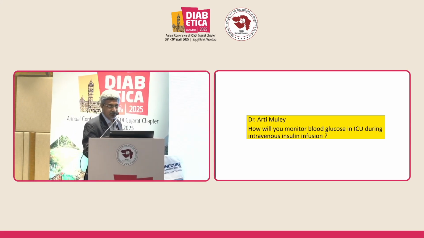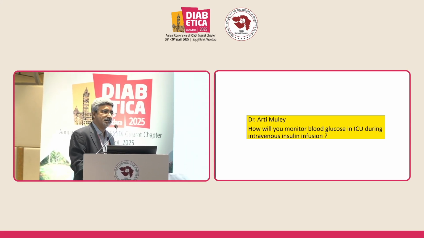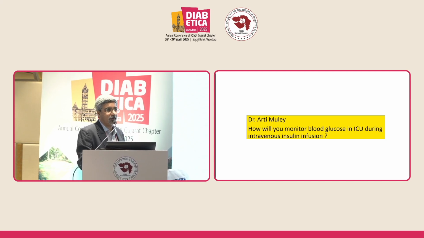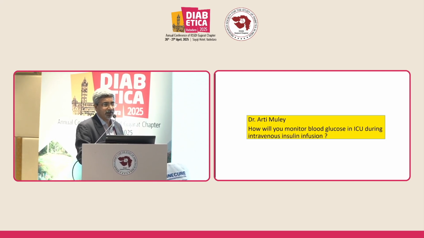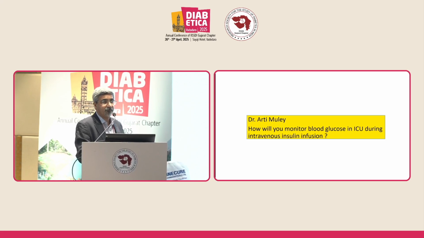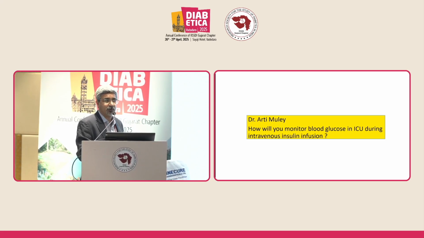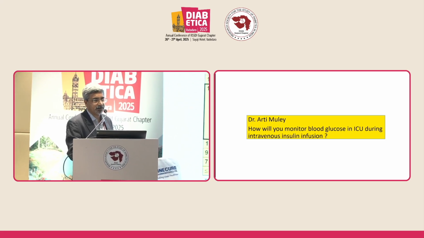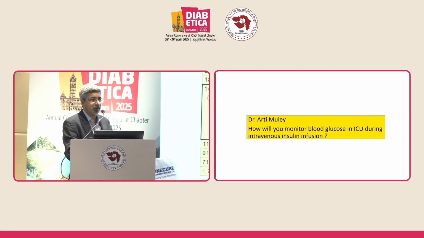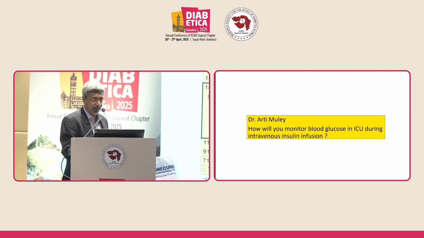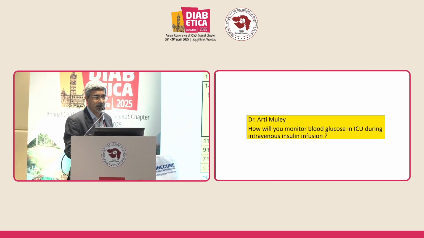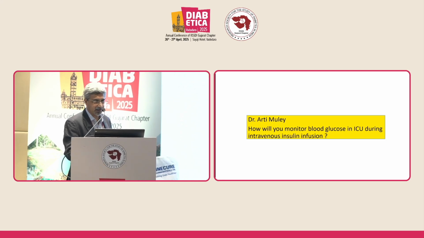Okay, so thank you, madam. So the main thing is that you have to maintain sugar between 140 to 180. If it is increasing, then you have to increase the dose. Once it reaches 140, if sugar is still falling, then you have to reduce the rate by 50%, and you have to maintain the sugar between 140 to 180. That is the dictum of controlling sugar in critical care settings.